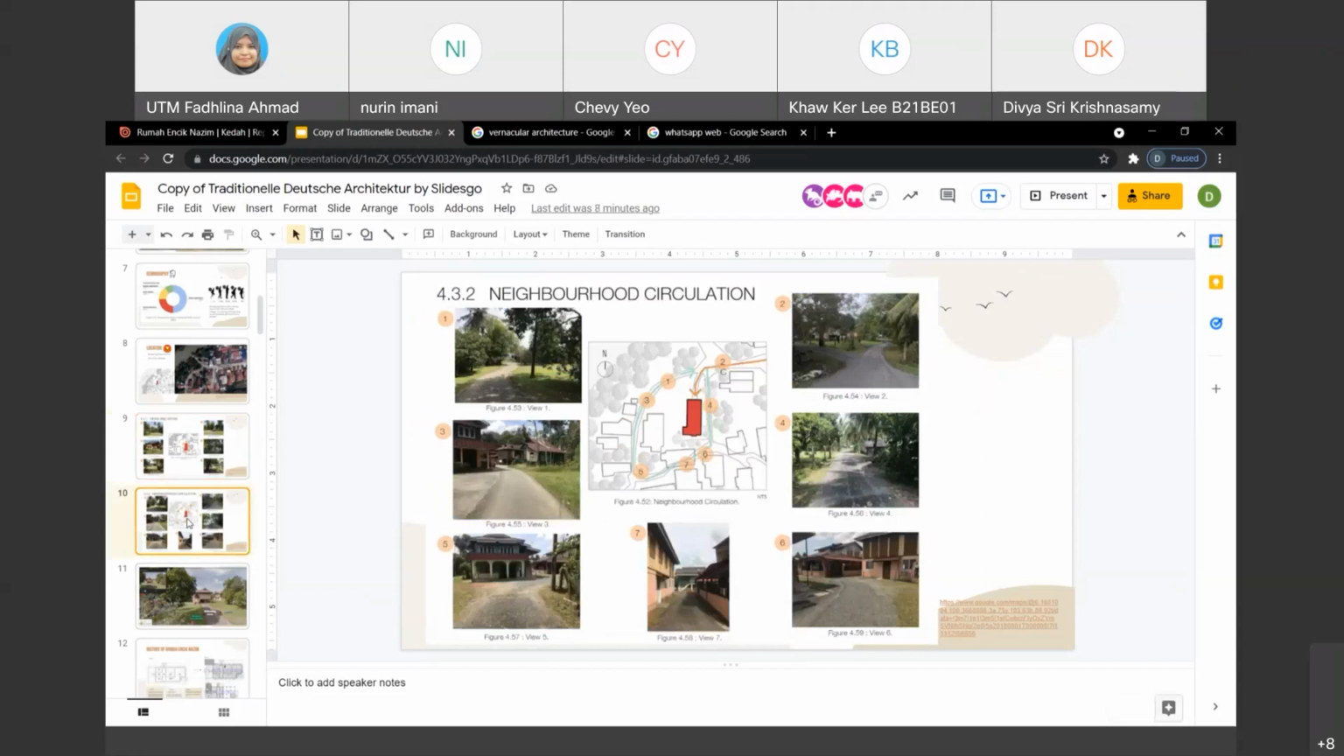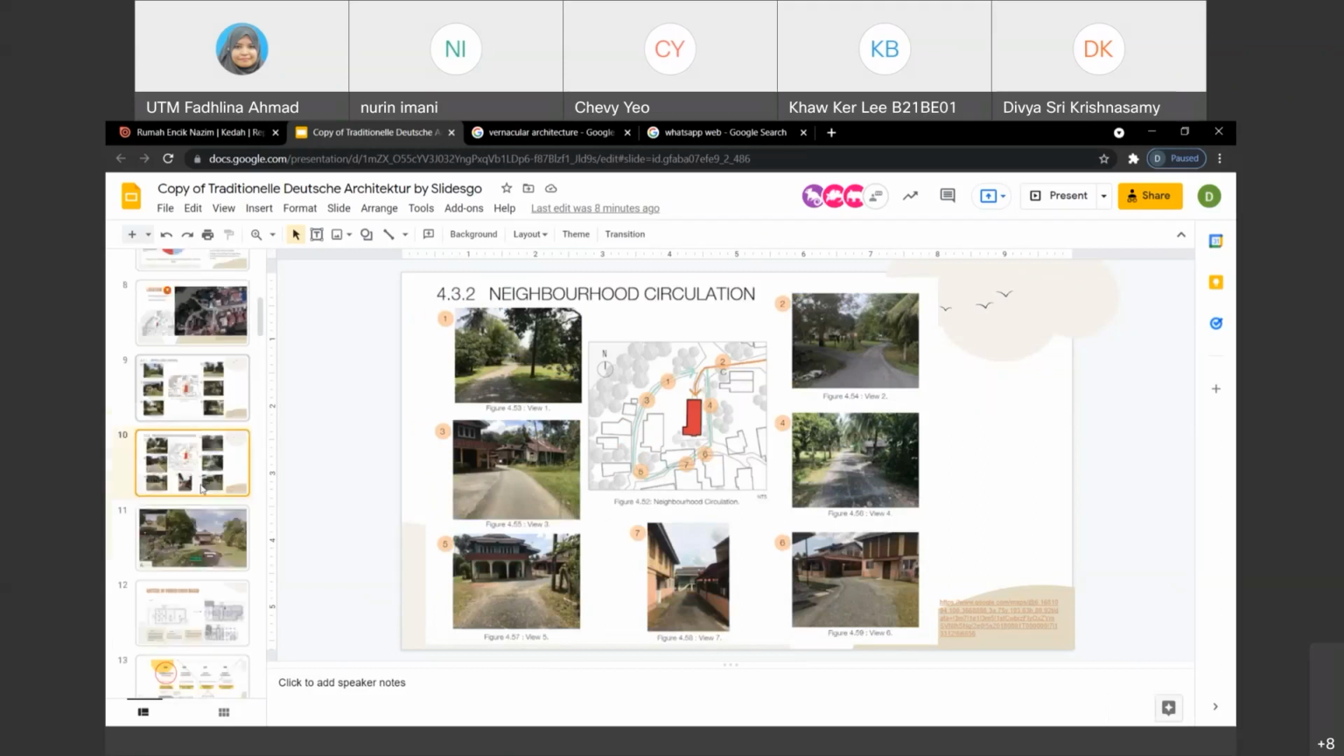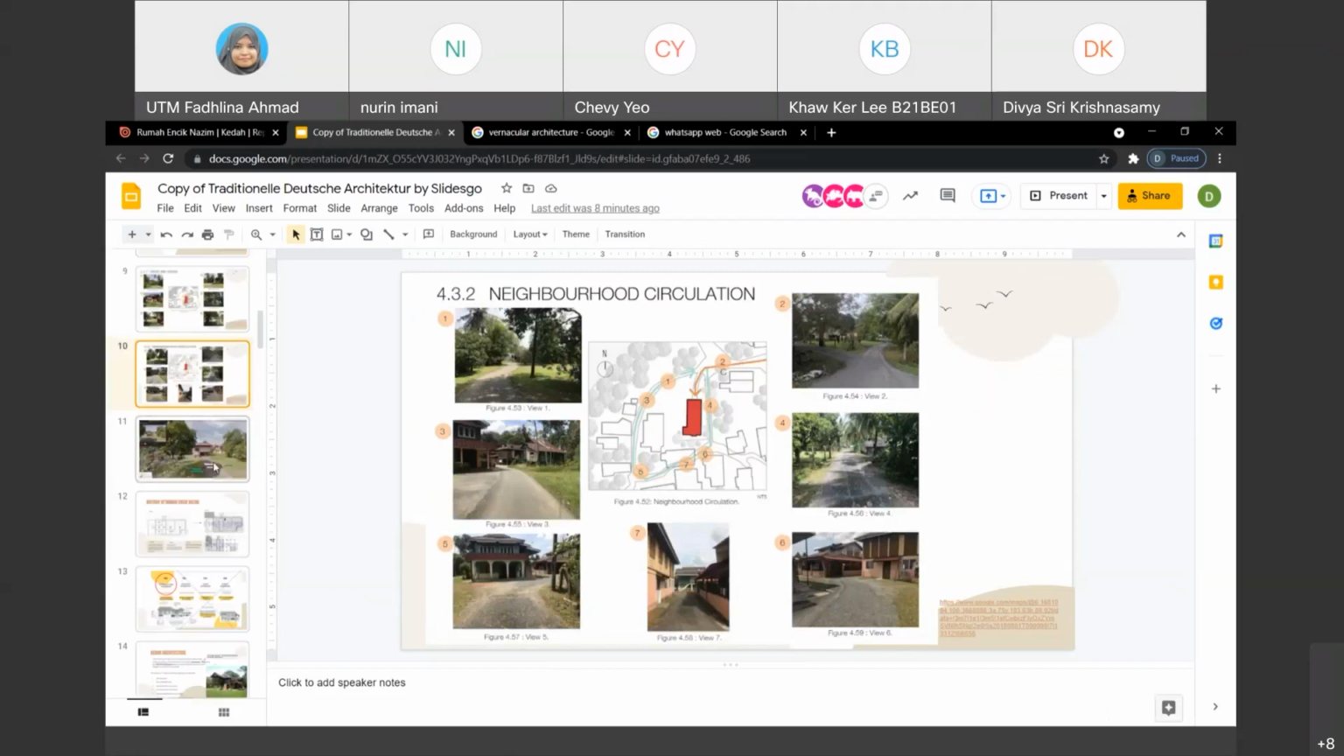Okay, this picture I also take from the measured drawing because I also cannot take it from Google Map. So I analyzed from this table the circulation, because once upon a time Encik Nazim's grandfather was the head of the village, the Ketua Kampung. So there was some proper path for the visitors since 1964 when the building was built here, and all the buildings are surrounded with the Rumah Encik Nazim. That's what I analyzed from this neighborhood circulation.